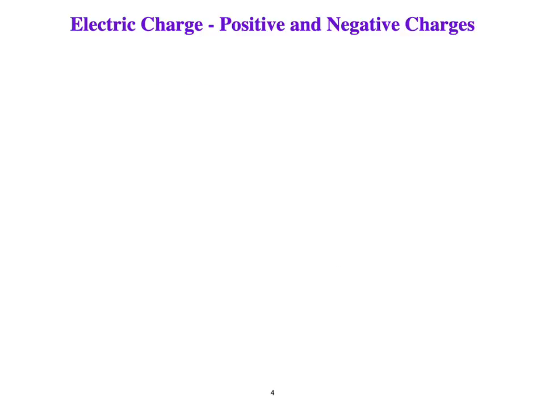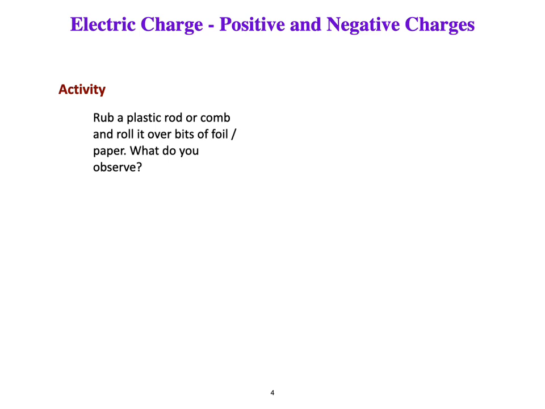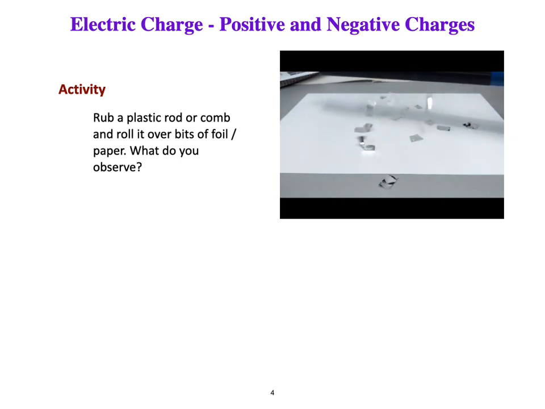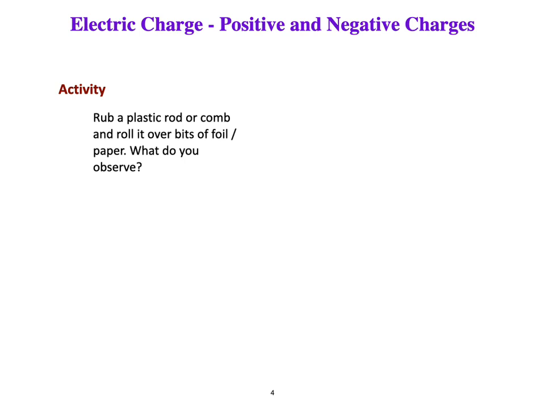Electric charges, positive and negative charges. Let's begin with a simple activity. Rub a plastic comb or rod and roll it over bits of foil papers. What do you see? Yes, you see that the foil is attracted towards the rod. Why is this happening? It's happening because of electrification. So the rod acquires a certain charge due to rubbing, which could be positive or negative, which we will be seeing in the next session. And the charge it acquires could either be a positive charge or a negative charge, whereas the bits of paper are still neutral, and so they are attracted towards the rod.